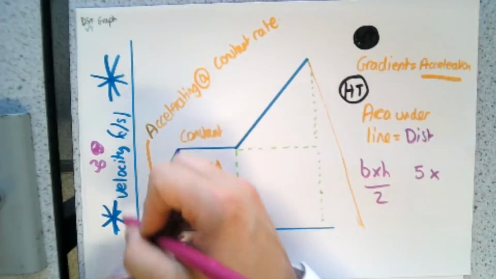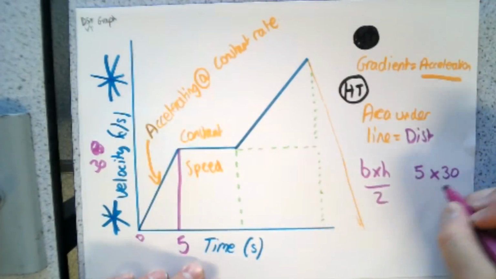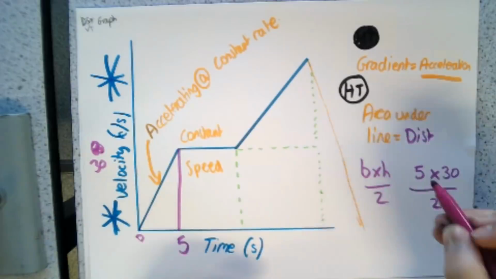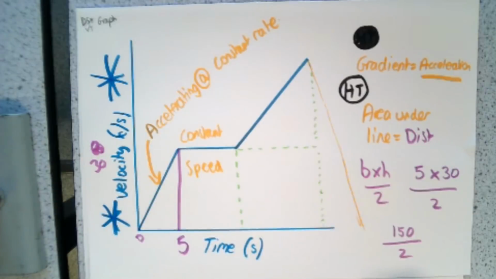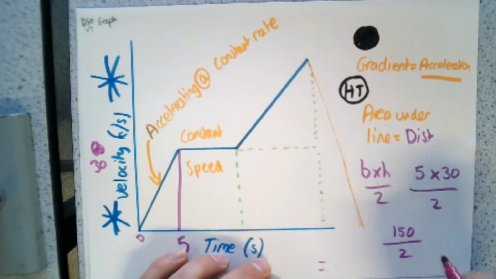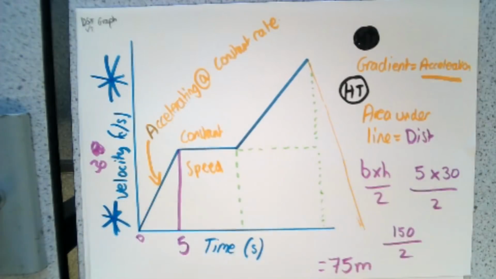The height is 0 to 30. Now we're going to half it. 5 times 3 is 15. Stick your nought back on, 150, divided by 2. You probably hear me tapping with my calculator, I just wanted to check. It comes out at 75 meters. So in that first 5 seconds of the journey, the car has travelled 75 meters.